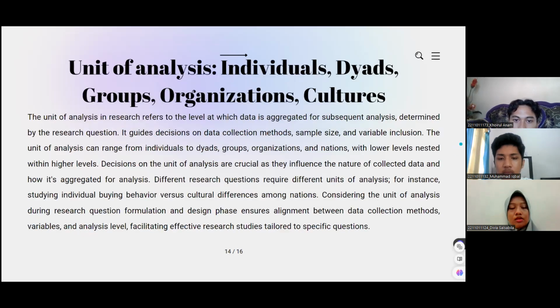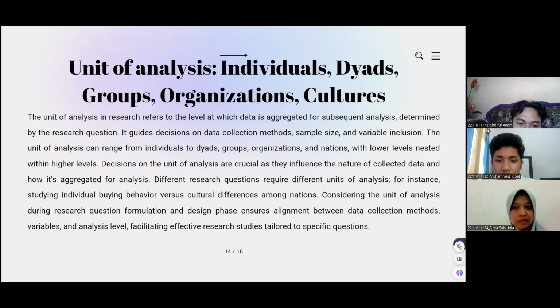And next is unit of analysis: individuals, dyads, groups, organizations, cultures. The unit of analysis in research refers to the level at which data is aggregated for subsequent analysis, determined by the research question. It guides decisions on data collection methods, sample size, and variable inclusion. The unit of analysis can range from individuals to dyads, groups, organizations, and nations, with lower levels nested within higher levels.